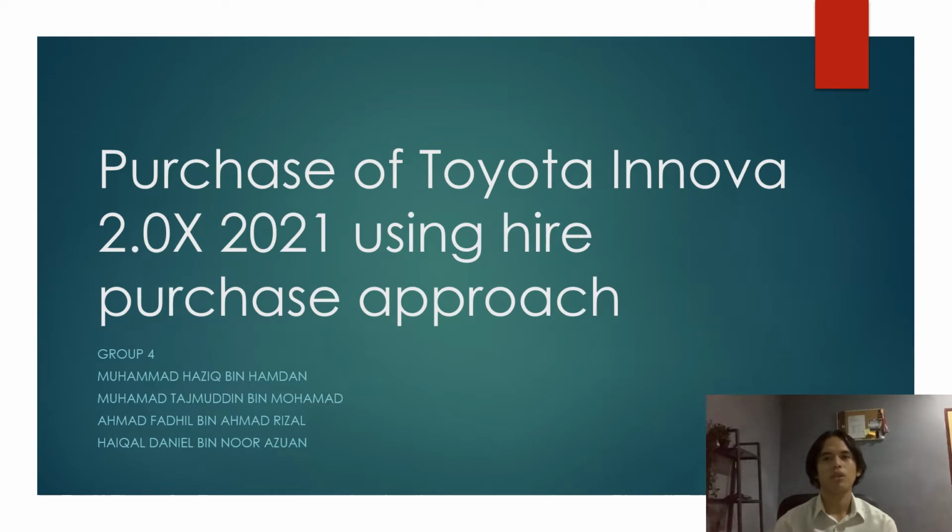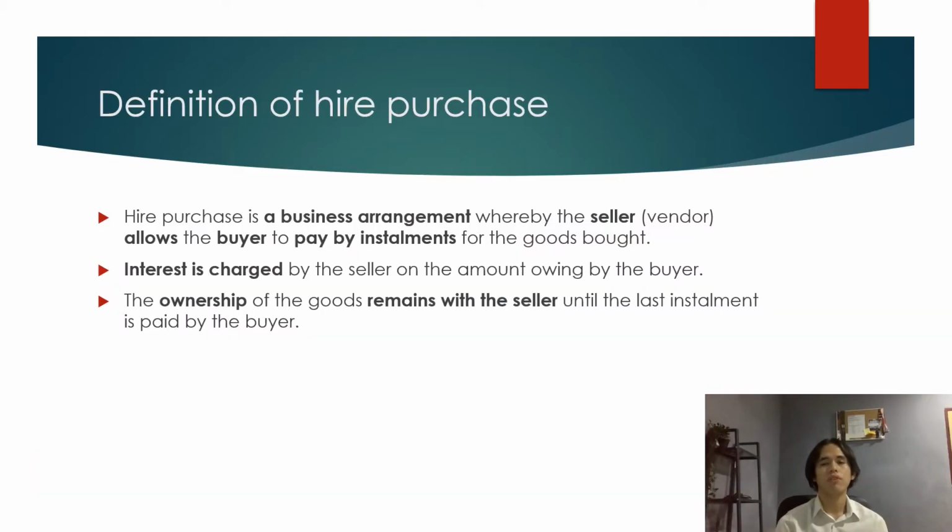We will be presenting our accounting assignment, which is the purchase of a Toyota Innova 2.0X 2021 using the hire purchase approach. First of all, the definition of hire purchase. A hire purchase transaction is a business arrangement whereby the seller allows the buyer to pay installments for the goods in bulk. Interest is charged by the seller on the amount owing by the buyer. The ownership of the goods remains with the seller until the last installment is paid by the buyer.